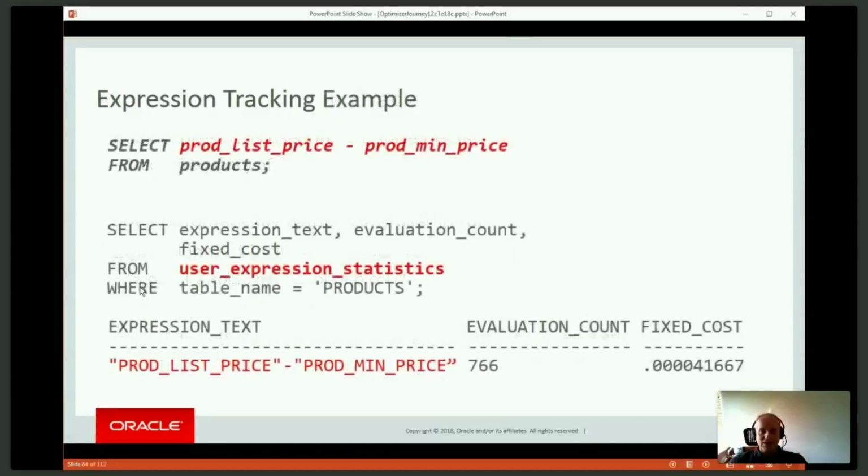In fact, you can see this happening. So take a look at it. You'll see this data stored in, for example, user expression statistics. We actually associate a cost with this, and we also count the number of evaluations of that particular expression. Why do we do this?